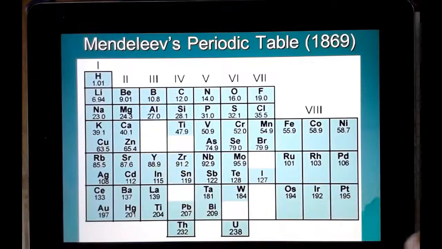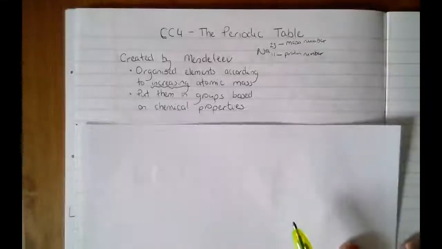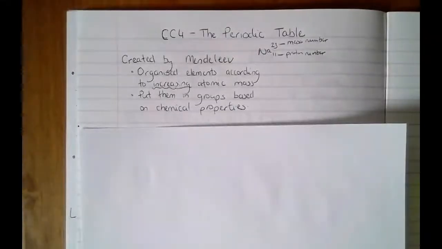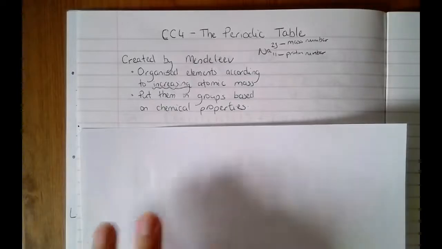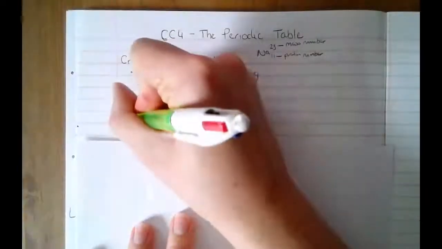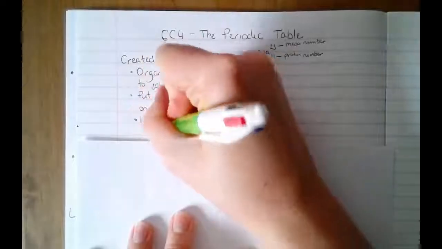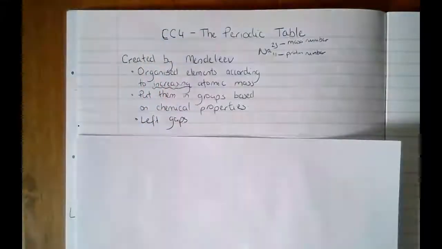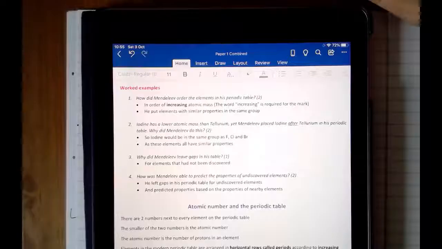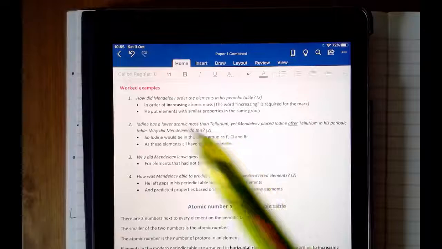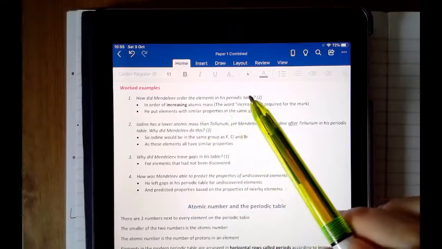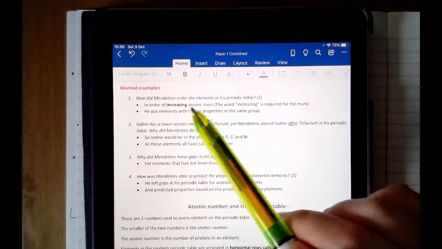So when you're talking about Mendeleev and how he arranged his periodic table, you're going to say he organized elements according to increasing atomic mass, and he put them in groups based on chemical properties. You could also add that he left gaps for elements that had not been discovered. I've got some worked examples here to show you typical questions that come up on Mendeleev. The main one being just how he organized his periodic table in order of increasing atomic mass.